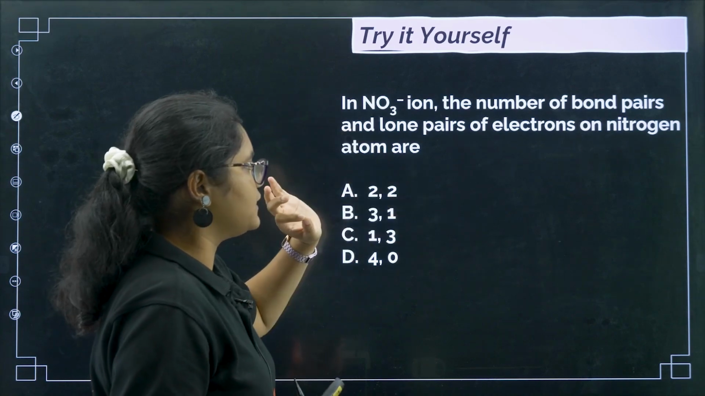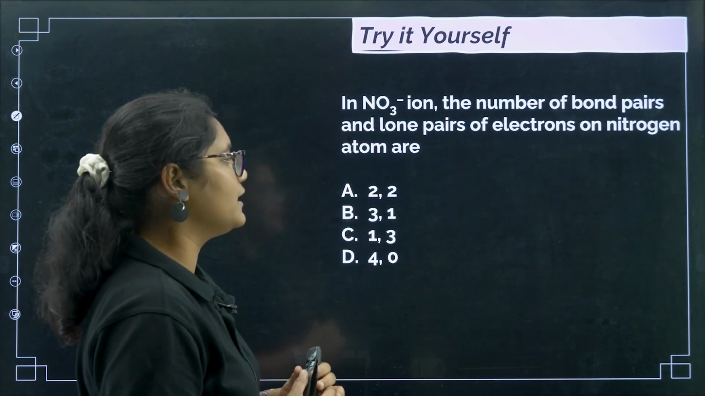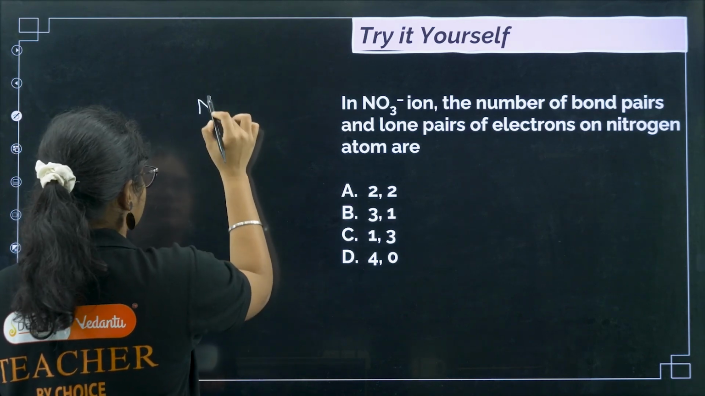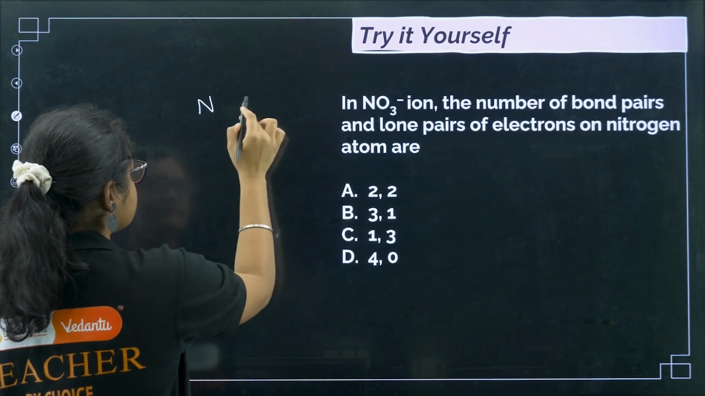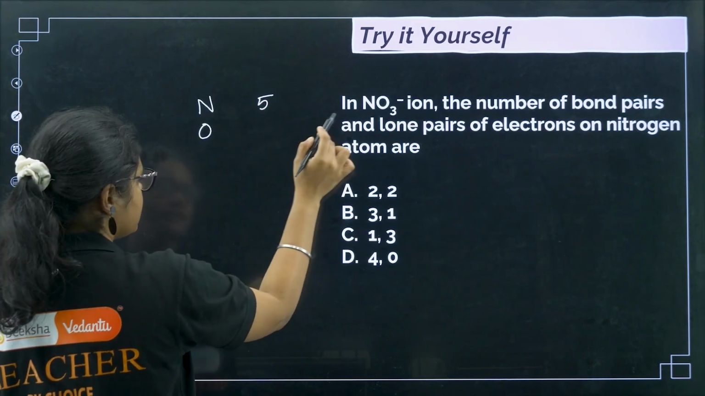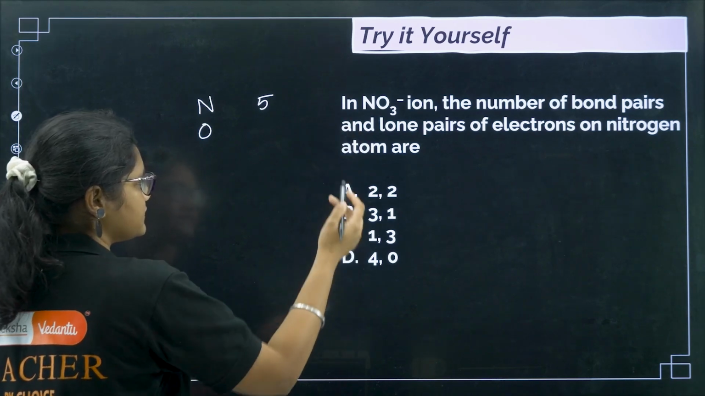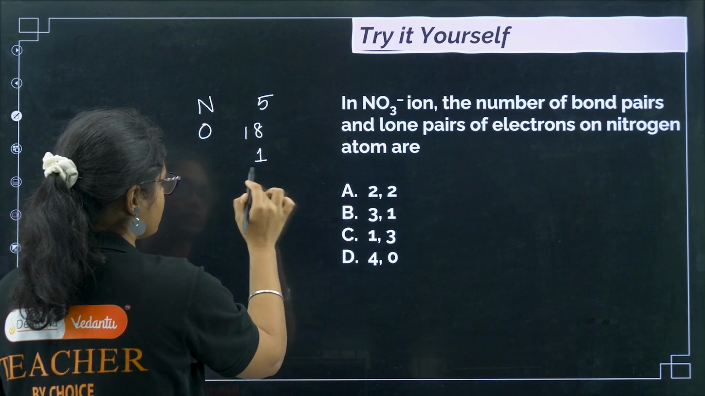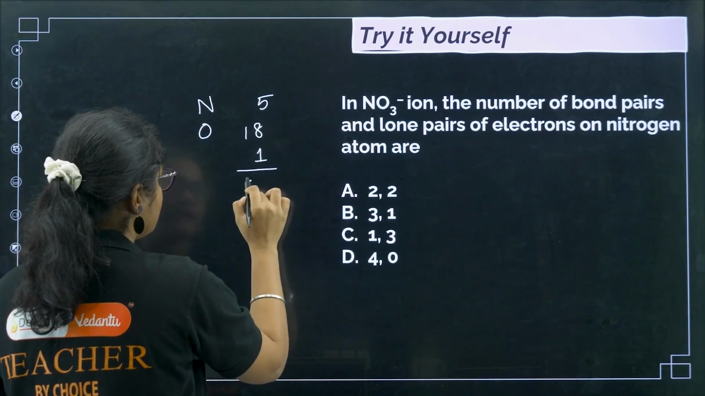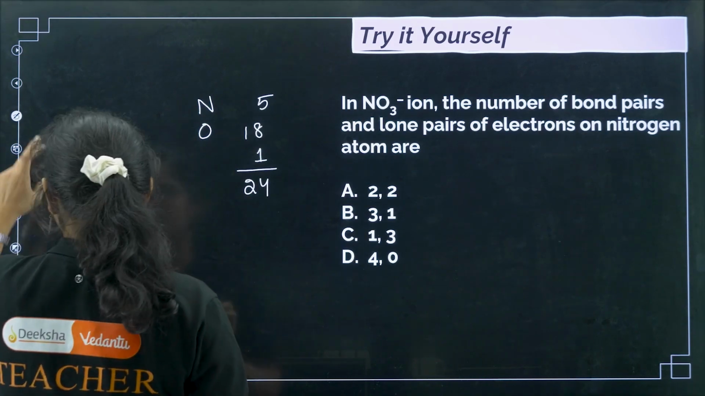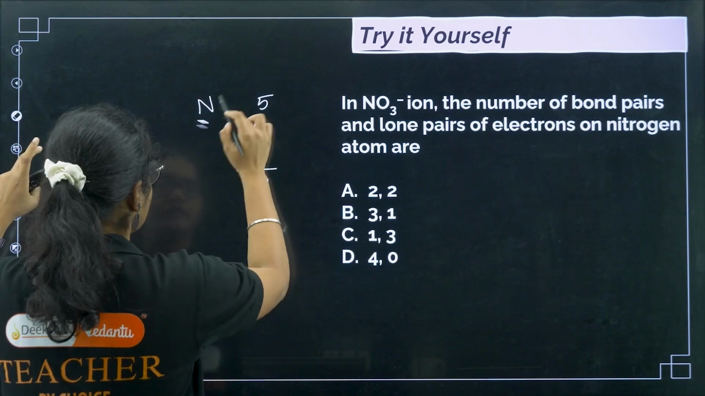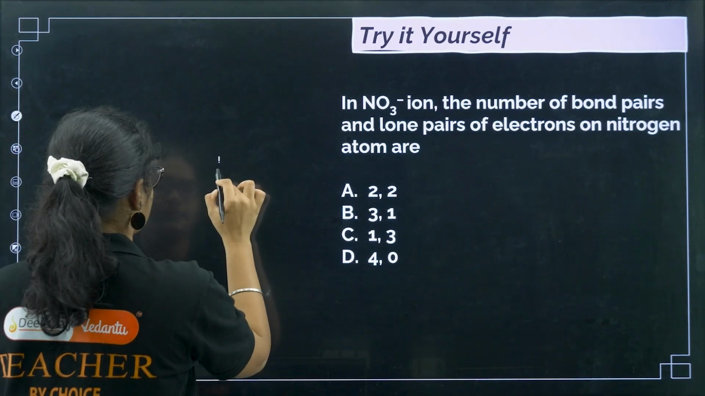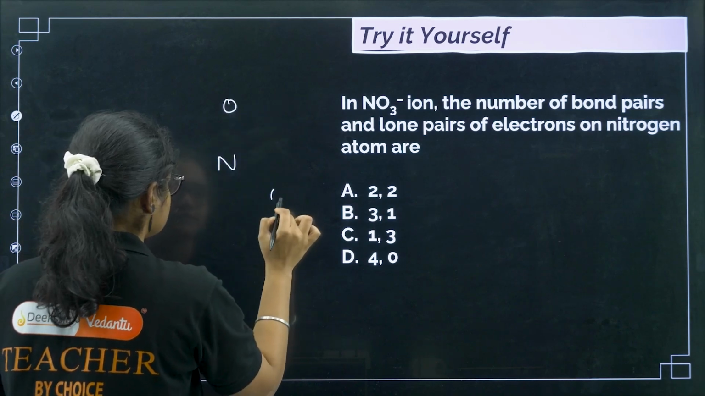In the NO3 minus ion, the number of bond pairs and lone pairs of electrons on nitrogen. If you see nitrogen, the valence electron is 5. Oxygen is 6 into 3, 18, and there is 1 negative charge, so total we have 24 electrons. Okay, I need to arrange these 24 electrons. So I have nitrogen, oxygen, oxygen.